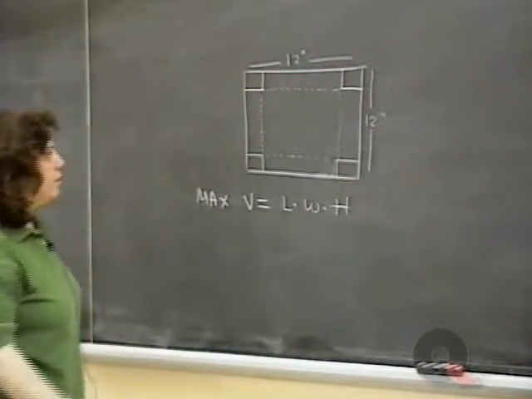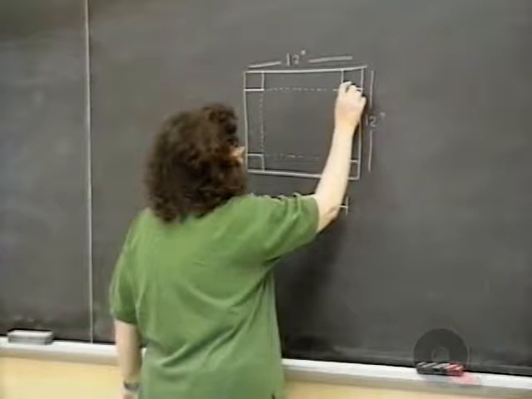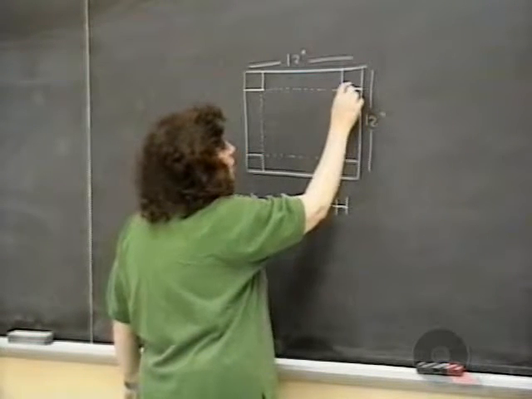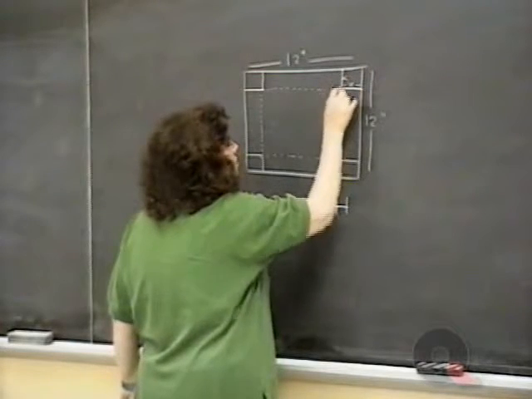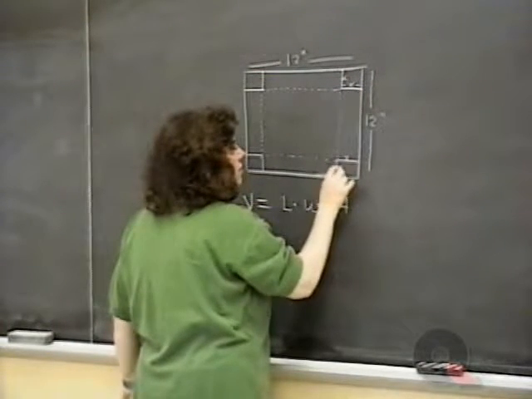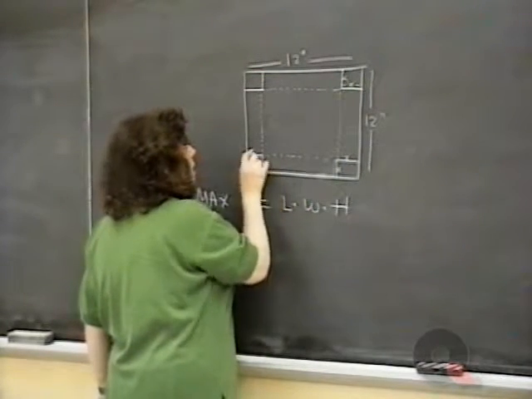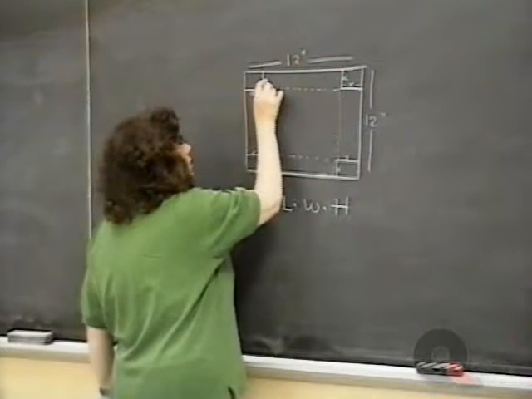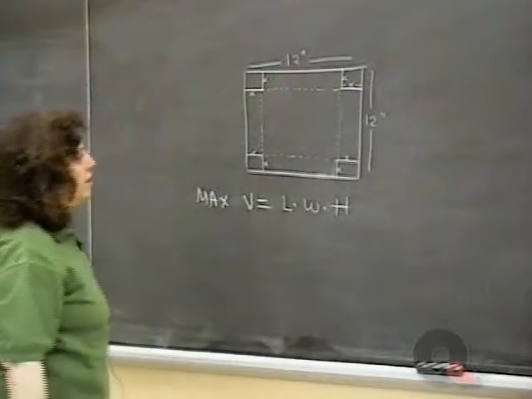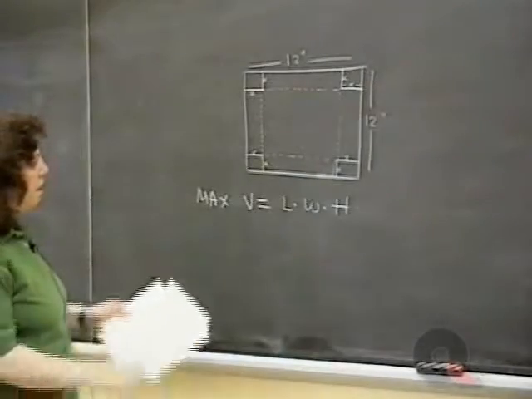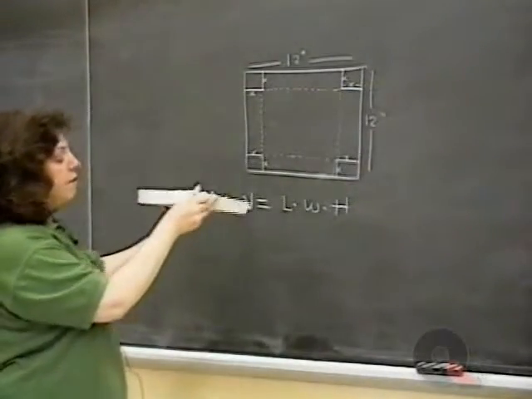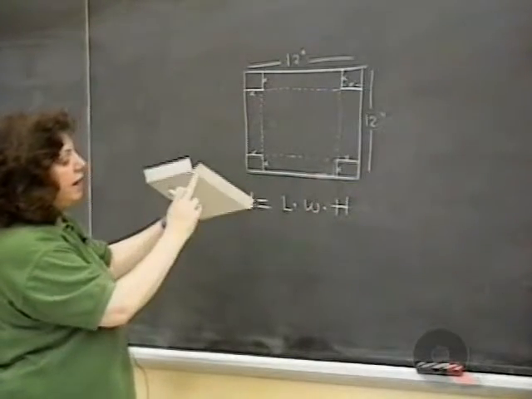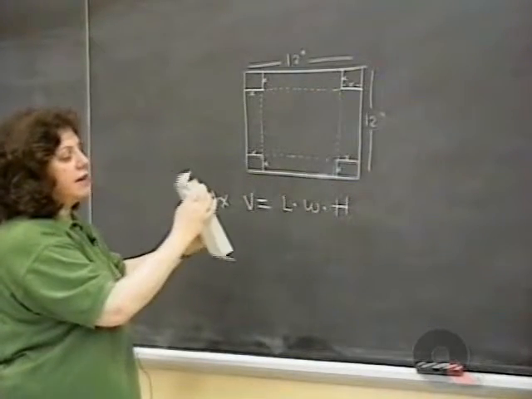Let x represent the length of the edge of the cutout square. So this is x by x, this is x by x, this is x by x. Let's think about this. We're forming a box. We're interested in getting the volume of the box, which is going to be the length times the width times the height.